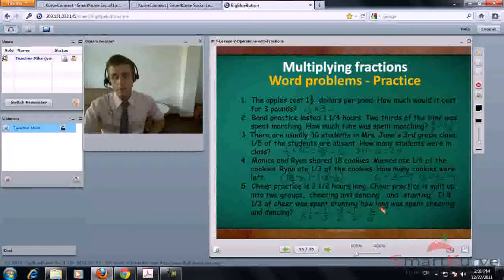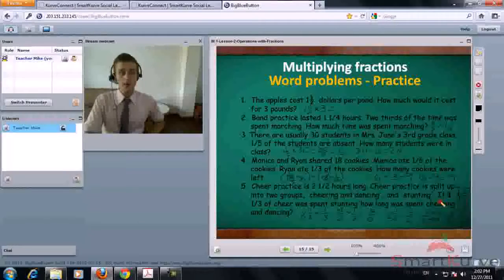How long was spent cheering and dancing? Well, we know that was 2.5 total minus 5 sixths. Convert this into an improper fraction. 5 halves minus 5 sixths. Least common multiple. Multiply by 3, giving us 15 over 6. 15 minus 5 is 10 over 6. That goes in 1 time with a remainder of 4 over 6, which gives us 1 and 2/3. So 1 and 2/3 hours was spent cheering and dancing. 5/6 was spent stunting. 1 and 2/3 was spent cheering and dancing.